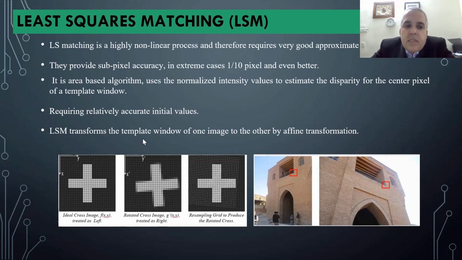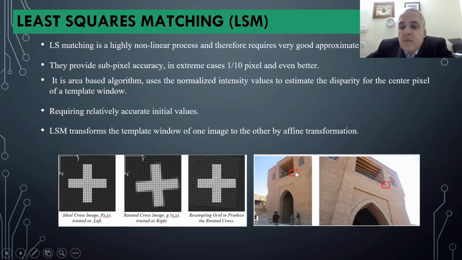The least square transforms the template window of one image to the other by a factor transformation. As you can see here, in this window we have a cross and we want to match with this one. What it's actually doing is fixing this one and rotating and shifting this window. It will rotate this window in order to match this window. This is the original and this is the search window. This is the sample grid on the rotated surface.